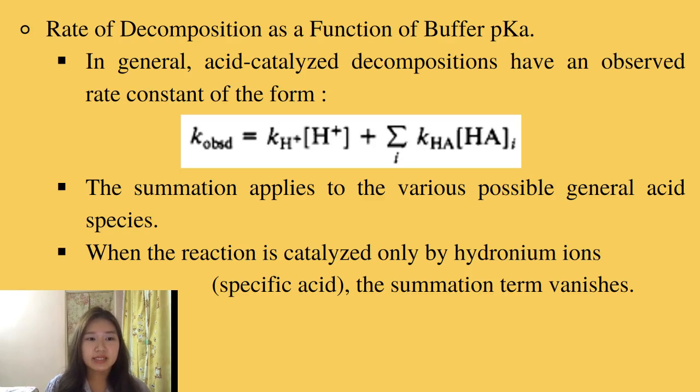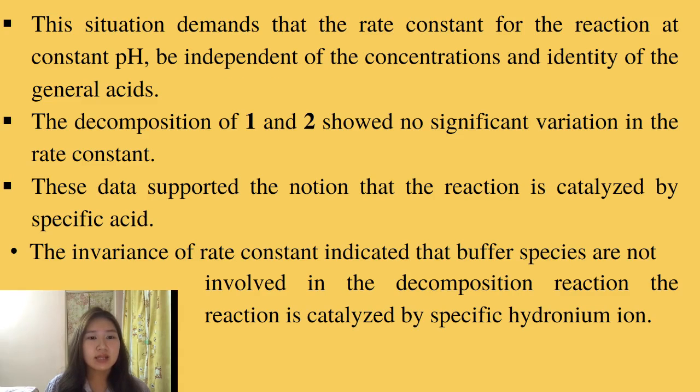In general, acid catalyzed decompositions have an observed rate constant of the form shown below. The summation applies to the various possible general acid species, but when the reaction is catalyzed only by hydronium ions, which is the specific acid, the summation term vanishes. This situation demands that the rate constant for the reaction at constant pH be independent of the concentration and identity of the general acids. The decomposition of 1 and 2 shows no significant variation in the rate constant.